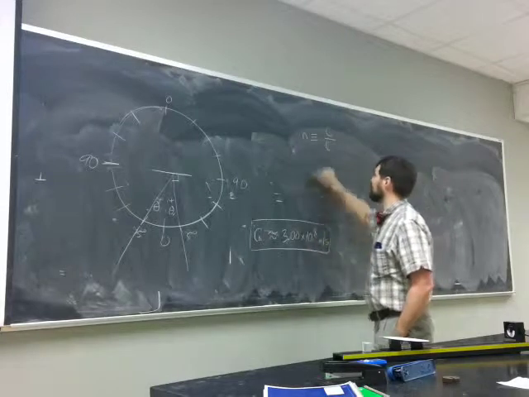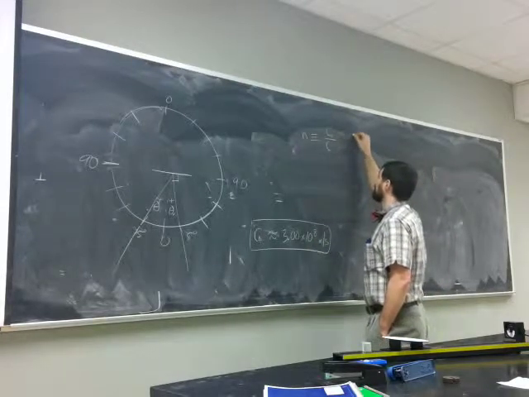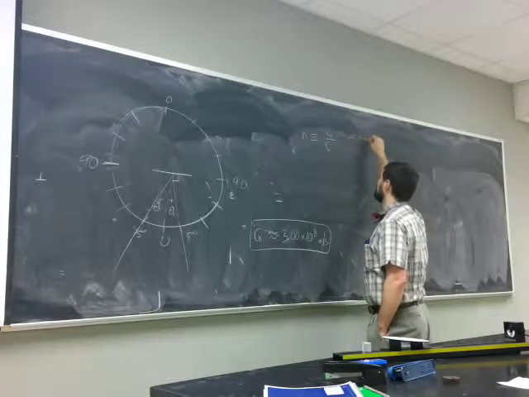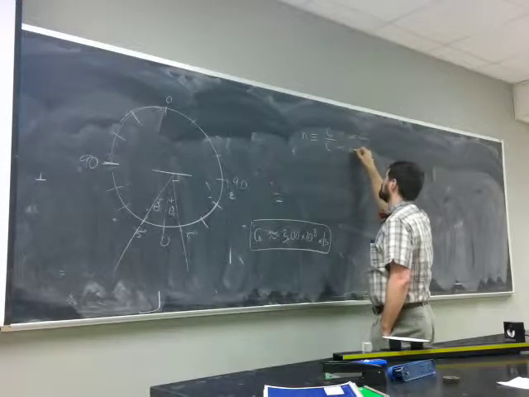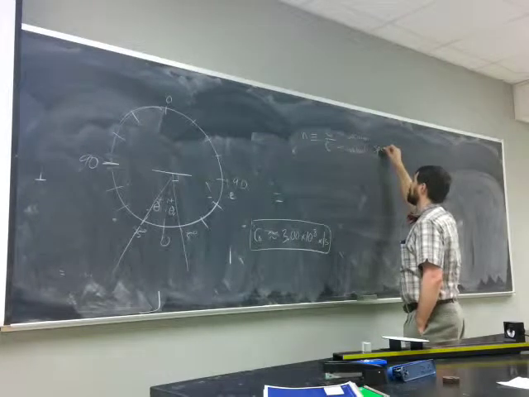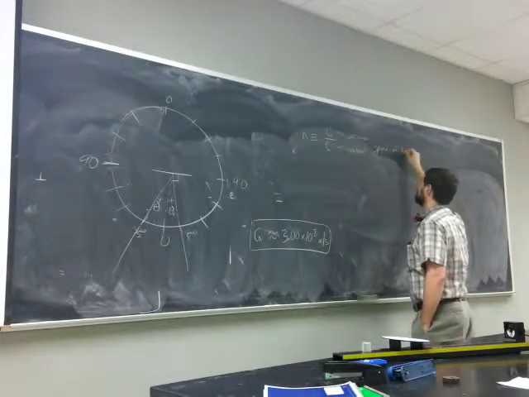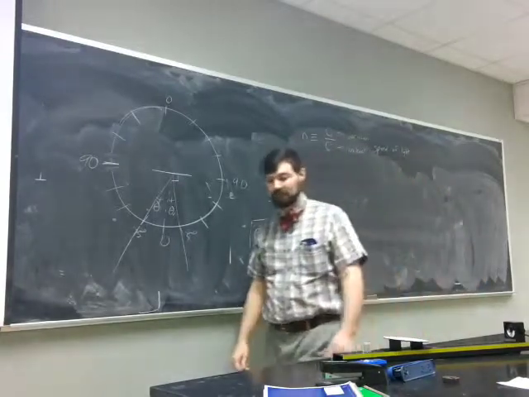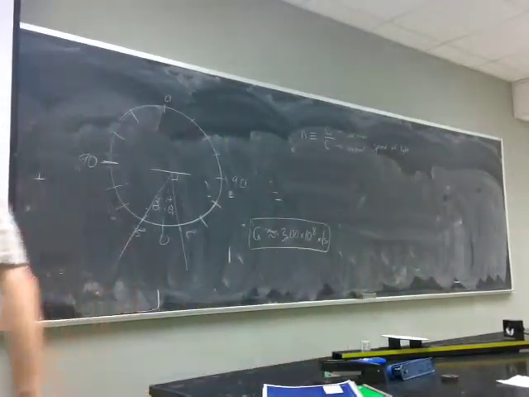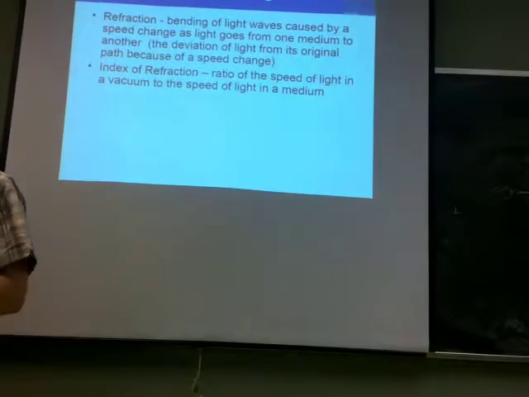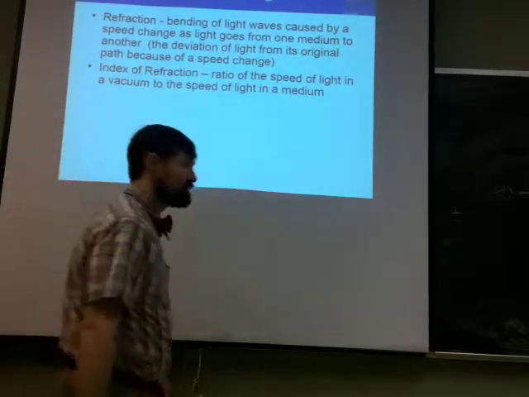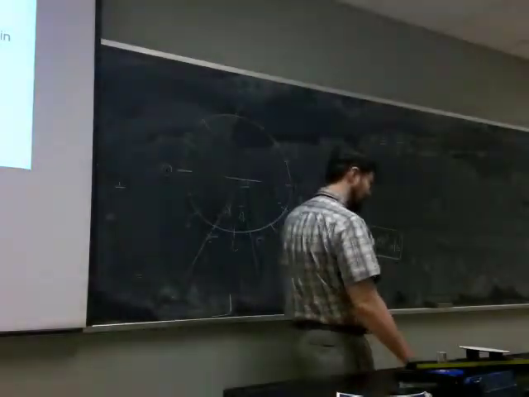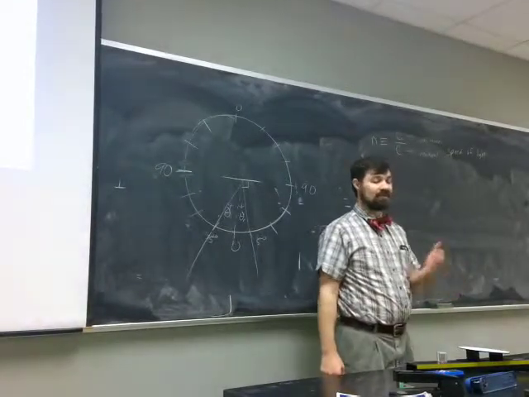So this one right here, vacuum, this one right here, material, speed of light, or speed of other electromagnetic radiation. All right, so the larger the value of eta, that also means the slower light will travel through a given medium.